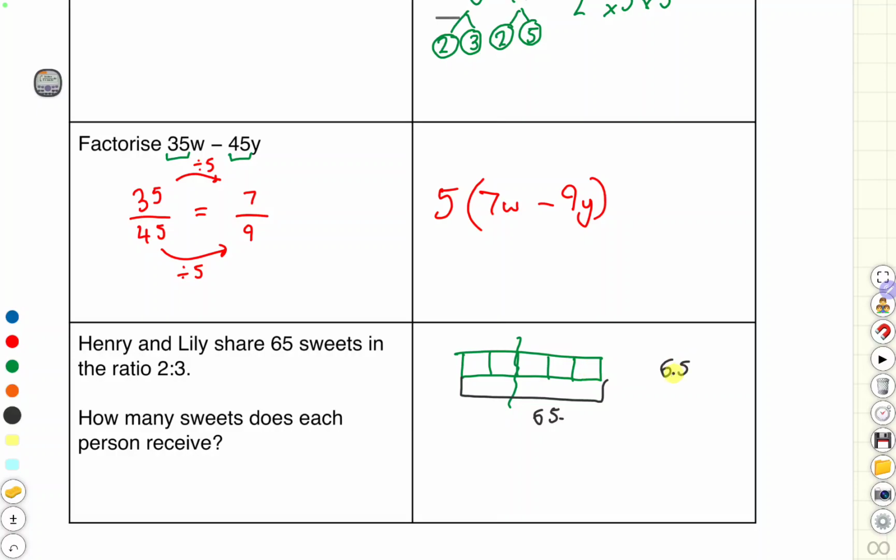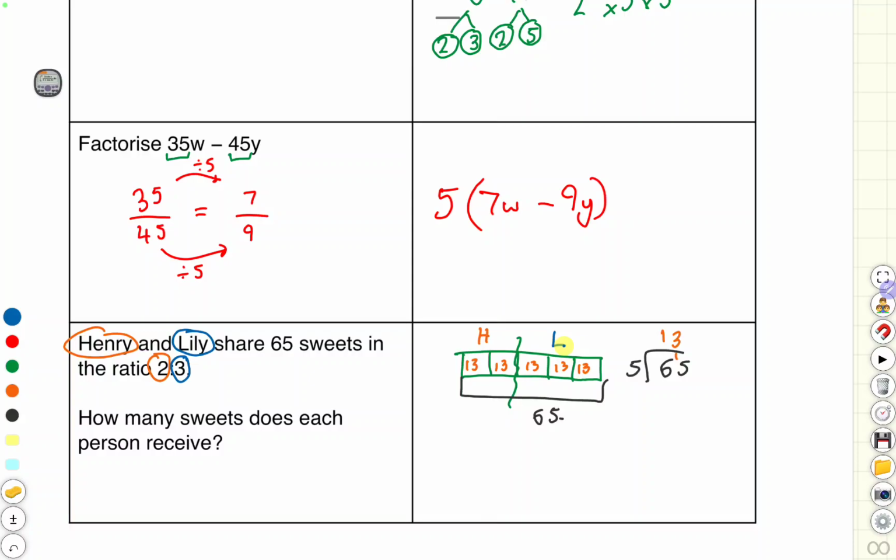So 65 divided by 5. 5 goes into 6 once with a remainder of 1. And 5 into 15 goes 3 times. So we've got 13 in each of our boxes. Now I'm going to write these values in here. We know that Henry was the person that was mentioned first, so he's the number on the left. We know that Lily was the person on the right mentioned, so her number is on the right.